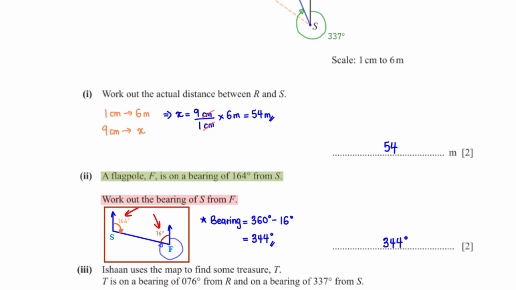These two are interior angles. Interior angles add up to 180 degrees. So to get this angle, we subtract 164 degrees from 180 degrees, which gives us 16 degrees. Angles formed at a point add up to 360 degrees. So to get the bearing of S from F, we subtract 16 degrees from 360 degrees, which is equal to 344 degrees.